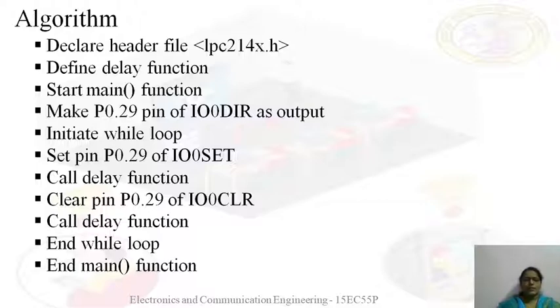Then initiate the while loop. Inside the while loop, set P0.29 of IO0SET, that is make this pin 1. This means the buzzer is now on. It will be on for a specified delay, so call the delay function. After some delay, the buzzer is to be turned off. To make it off, clear the port pin using IO0CLR. So clear the pin P0.29 of IO0CLR.